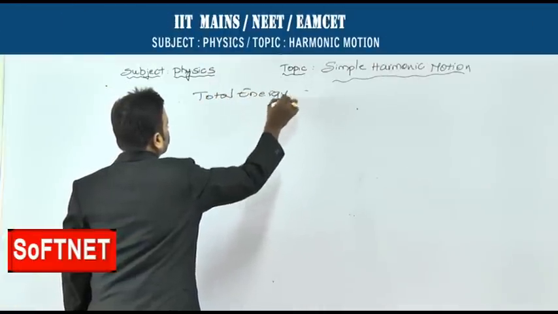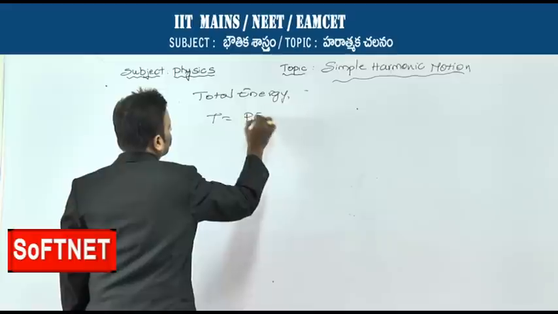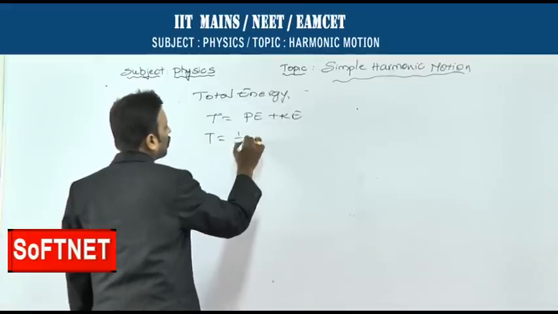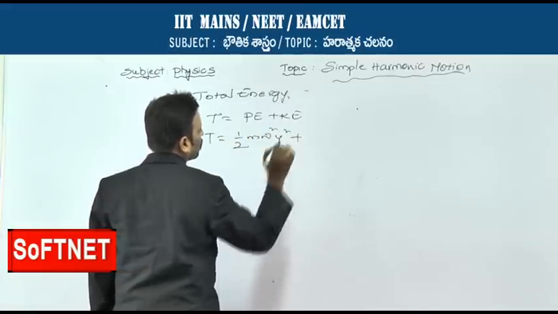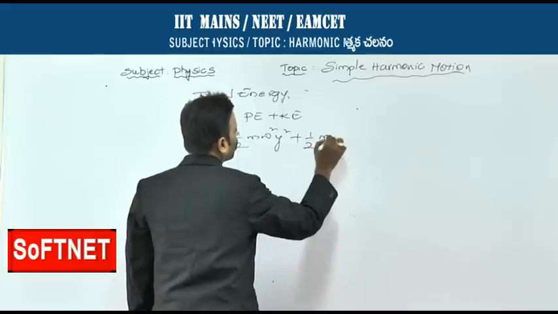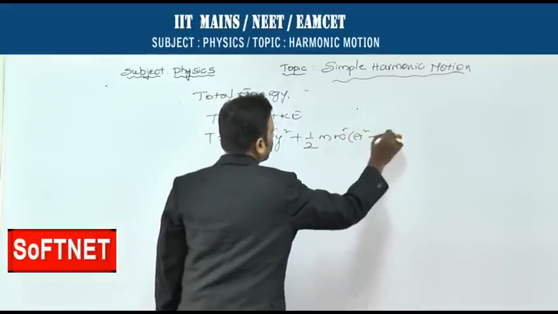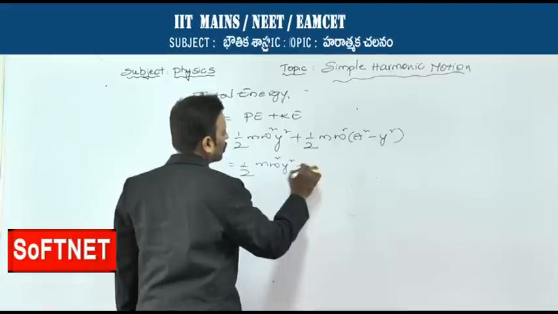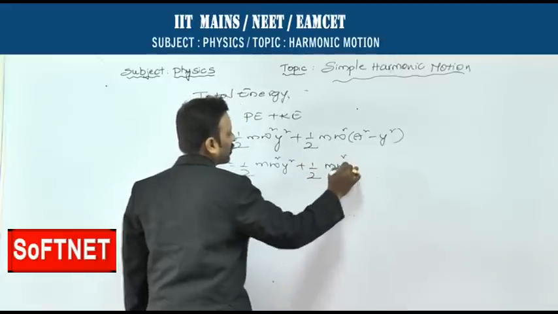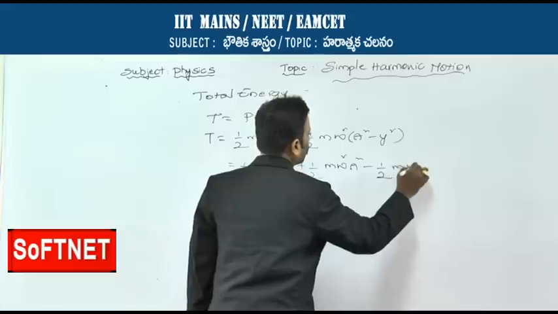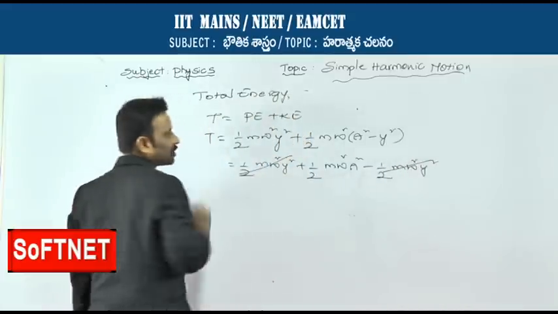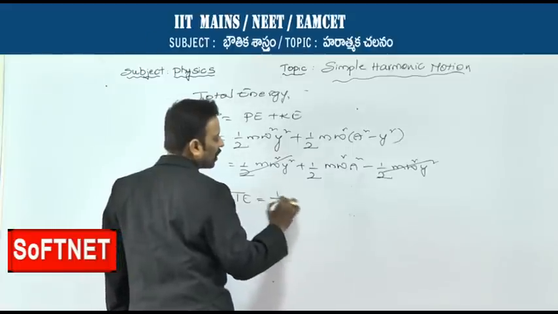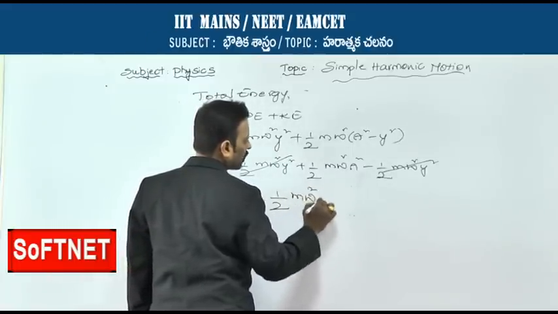The total energy E is equal to potential energy plus kinetic energy. That is, total energy is potential energy, half m omega square y square, plus half m omega square into A square minus y square, that is kinetic energy. That is half m omega square y square plus half m omega square A square minus half m omega square y square. These two terms cancel. Therefore, the formula for total energy of a particle executing simple harmonic motion is half m omega square A square.